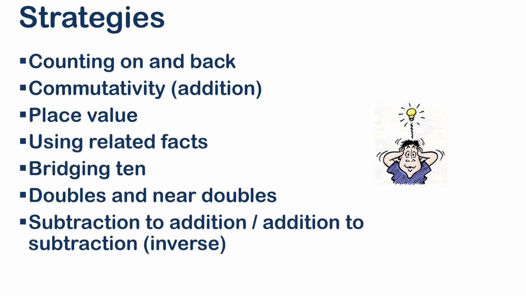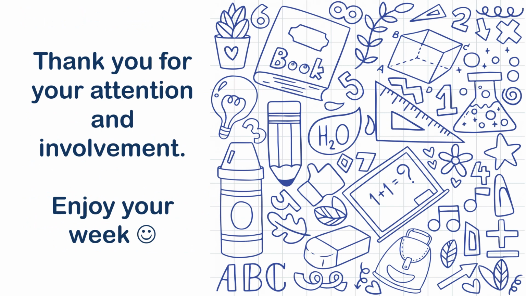So they're the strategies that we've used to develop mental computation skills. Easy to teach, but we need to actually make sure the students understand robustly when they're going to use them, and the choice and the appropriate time to use which strategy. So strategies: counting on and back, the commutativity, place value, related facts, bridging tens, doubles and near doubles, and then the inverse relationships of these.